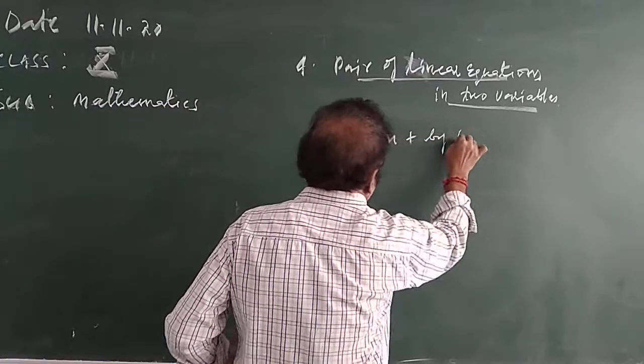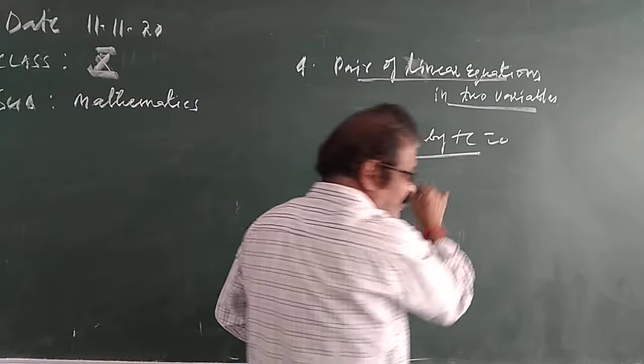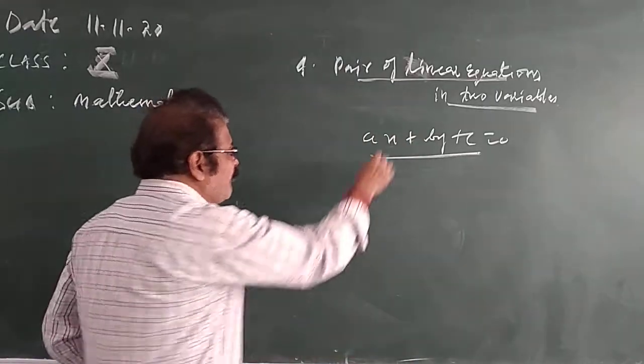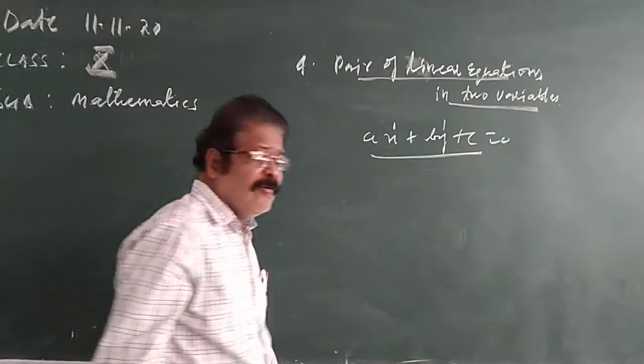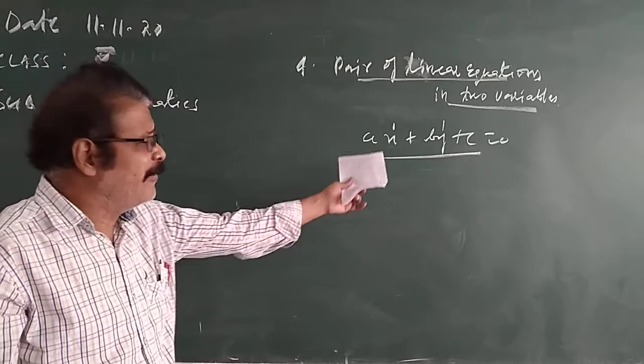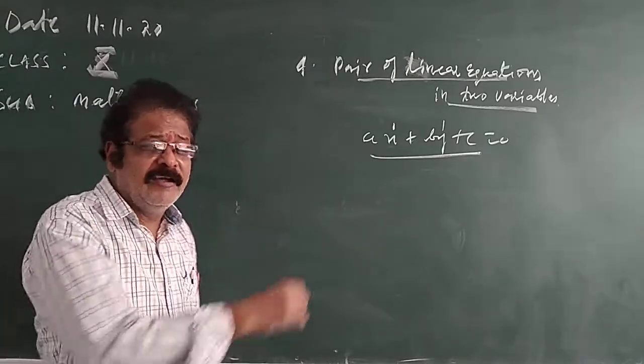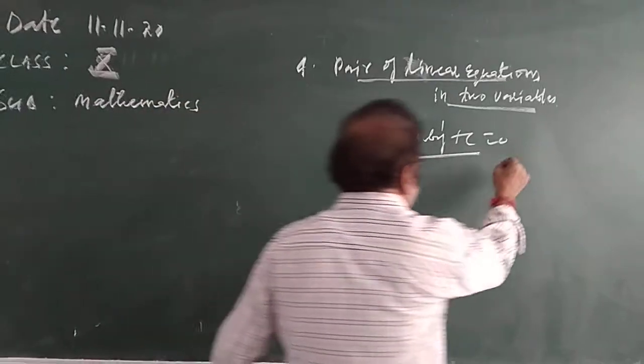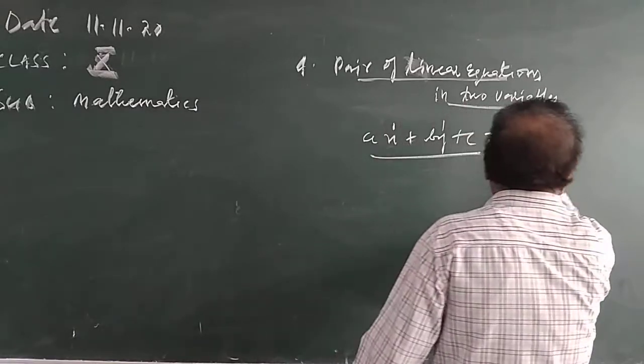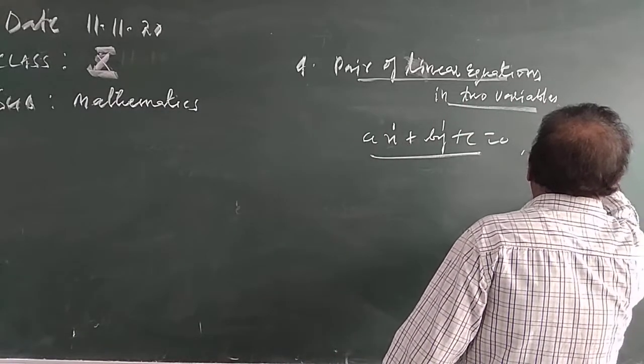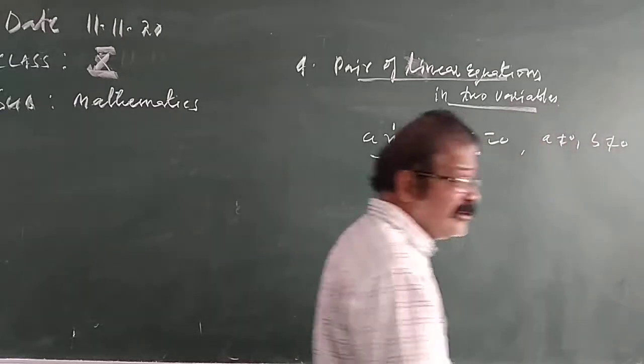ax plus by plus c equal to 0. One line is given here. Linear. Why is it linear? The power is 1. The highest power is 1 only. It involves two variables, they are x and y. This is the general form of linear equation in two variables: ax plus by plus c equal to 0, where a is not equal to 0 and b is not equal to 0.